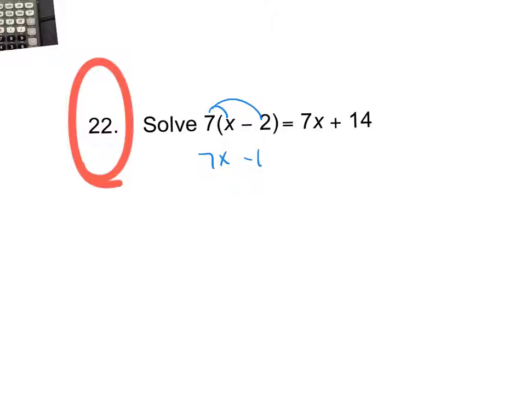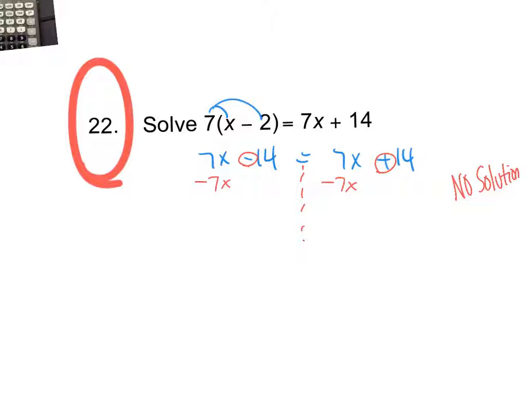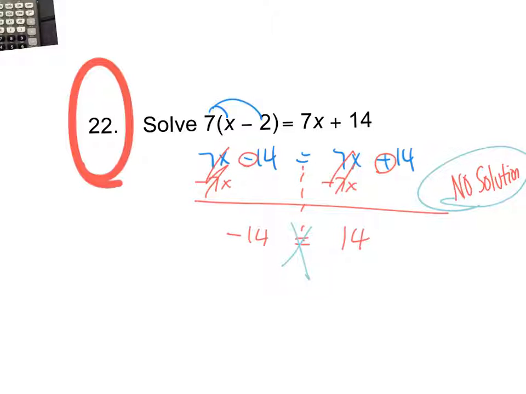Distribute, and we get 7x minus 14 equals 7x plus 14. Again, you might look at it and go, how can 7x minus 14 be equal to 7x plus 14? Which means that at this point, you already know there's no solution. It's not the same thing, because this one's negative and this one's positive. Now, if you didn't see it then, you can go ahead and solve like normal. You might subtract 7x from both sides, and you would get negative 14 is equal to positive 14, which is not a true statement. So therefore, it's no solution.